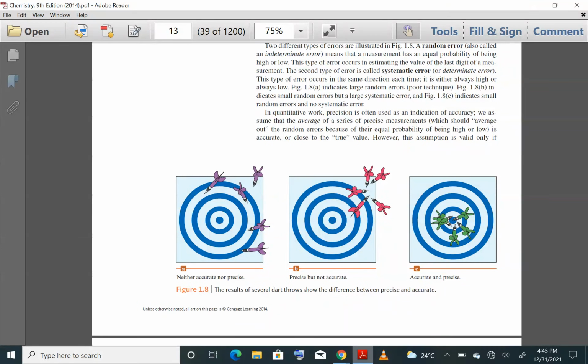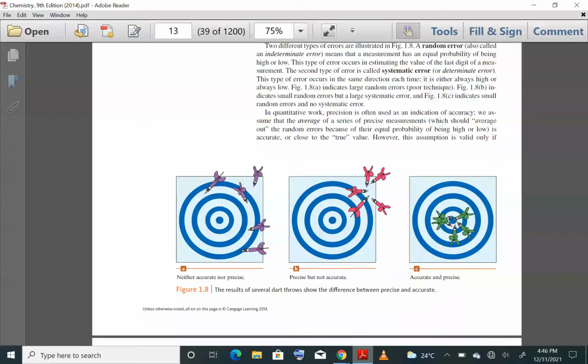There is what we call the random error, also called an indeterminate error. This means a measurement has an equal probability of being high or low. So when we're talking about uncertainty, this is an error that occurs during the experiment. Maybe someone makes a mistake in reading the volume, so you get a value which can either be lower than the true value, or higher than the true value.